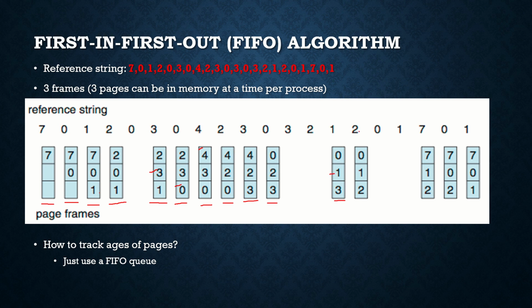Okay. Then page 2 is entering. 2 is not there in the memory, so again a page fault. Where to replace? Among 0, 1, 3, which one entered first? 1 entered just now, 0 entered here, but 3 entered before 0. So 3 will be replaced with 2 again.